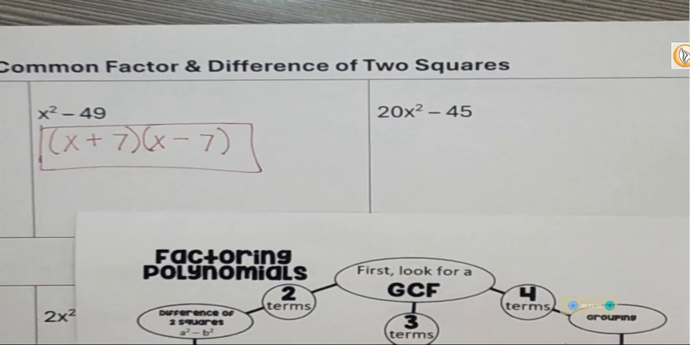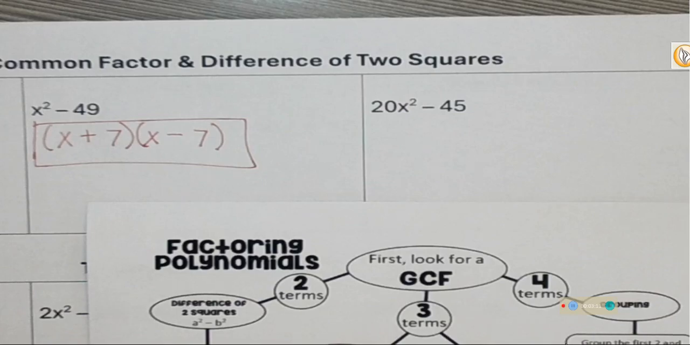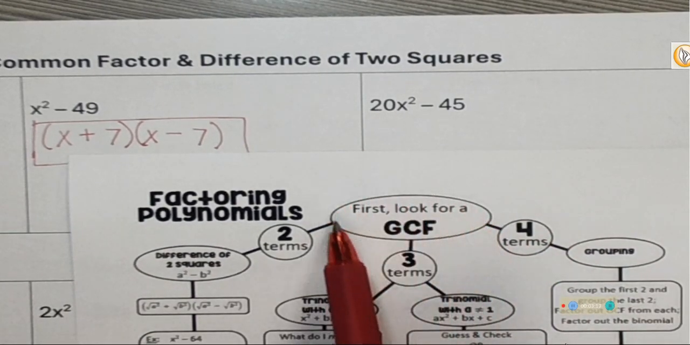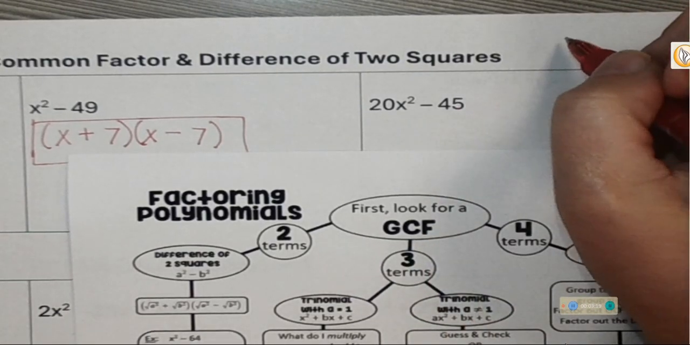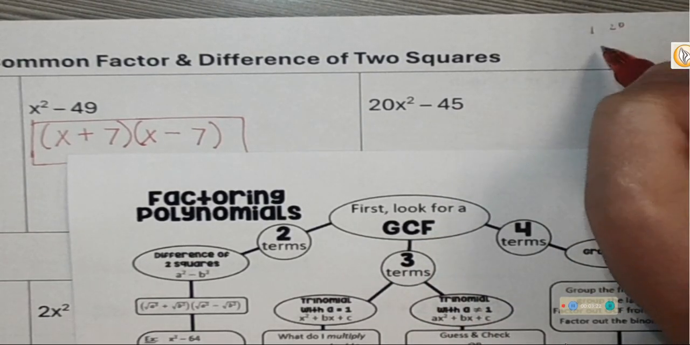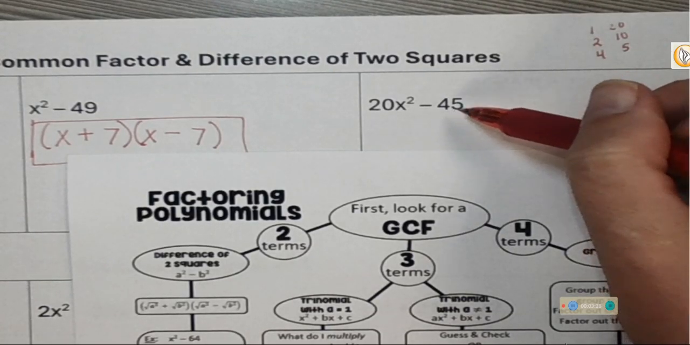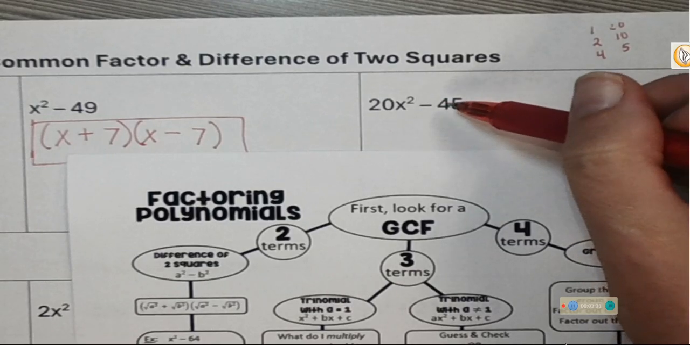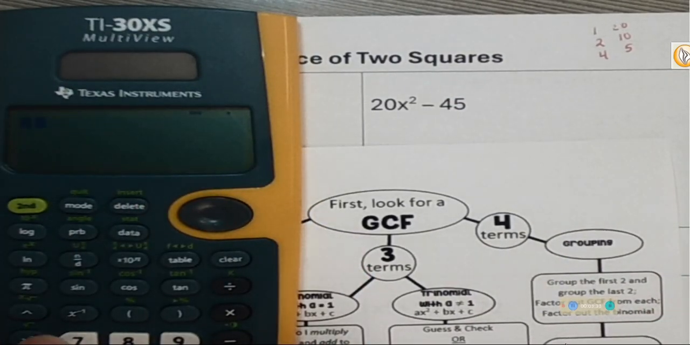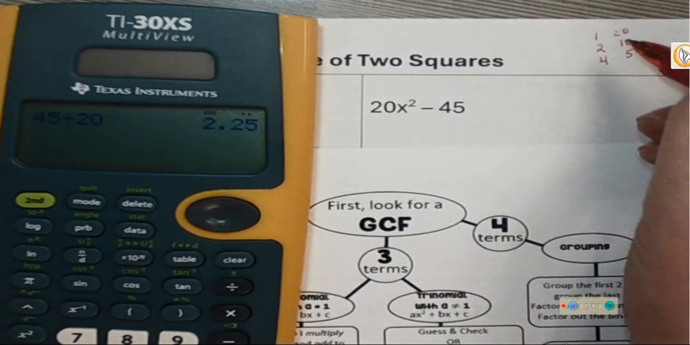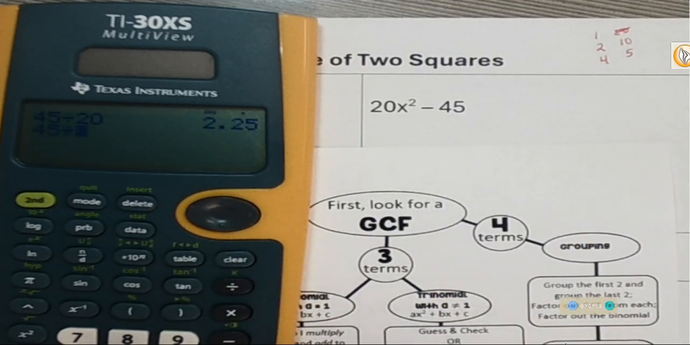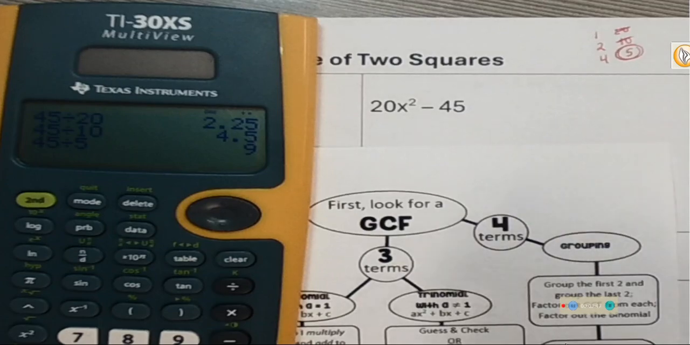And finally, you have 20x squared minus 45. So I'm going to start at the top of my flowchart. Do I have a greatest common factor? Well, let me think about 20. I could do 1 times 20, 2 times 10, or 4 times 5. So I'm going to start trying to figure out what is the biggest number that will divide 45. So I take my calculator, I do 45 divided by 20. That's a decimal, so it's not a factor. 45 divided by 10 is a decimal, so it's not a factor. 45 divided by 5, that is the first time I've had a whole number, so that's my greatest common factor.